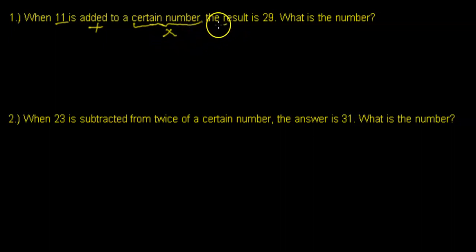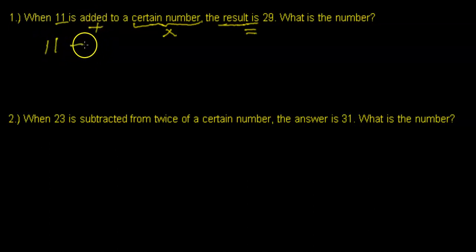And then we look for a keyword. It says the result is 29, right? So here it says what is the number, right? So we're asked about a certain number, which is what we're going to find. So it's basically saying, when 11 is added to, say, x, we get a result of 29. What is x, right?